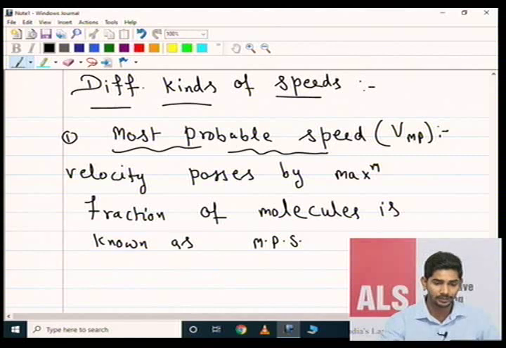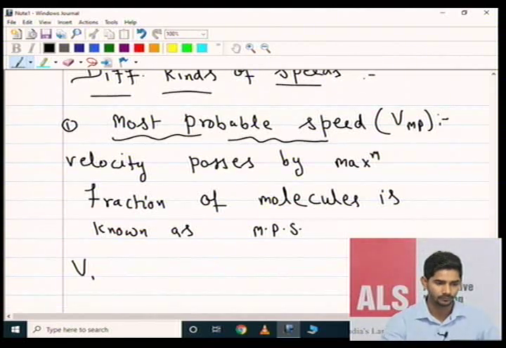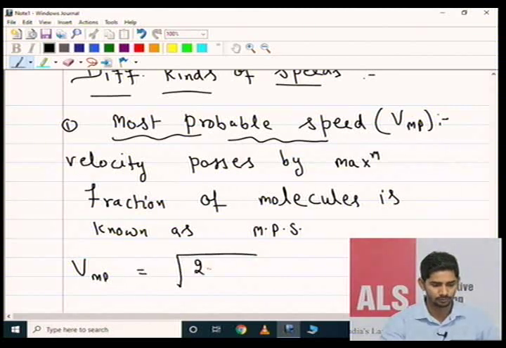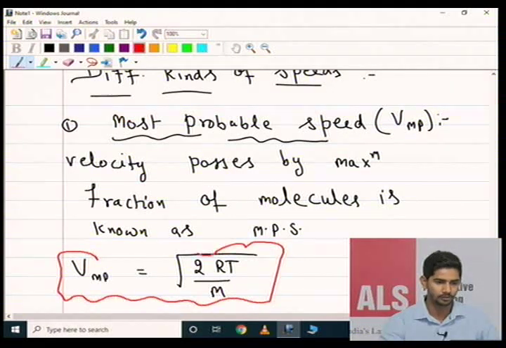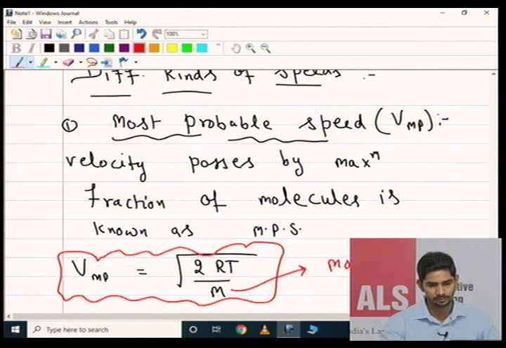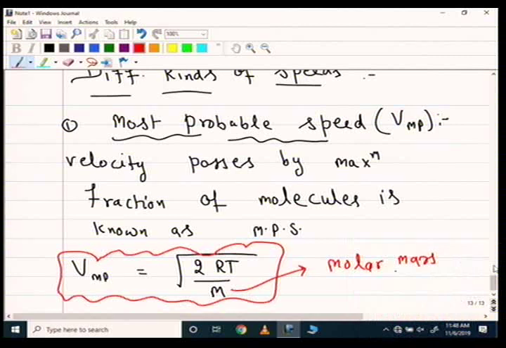Okay, the formula, guys, again formulas will be important here. This is your root of 2RT upon M. You have knowledge about R and T. M is your molar mass. Copy. Done?